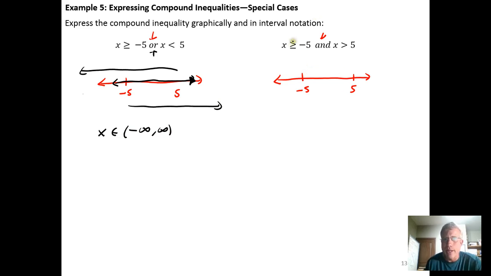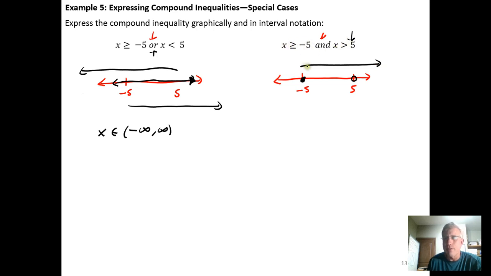Over here, I have x greater than or equal to -5. So -5 is a boundary point. It's included because of the equal sign. I put a solid dot. 5 is another boundary, but it's not included because there's no equal sign on it, so I put an open circle. And I think about what does it mean to be greater than or equal to -5? It means I need to go this way.